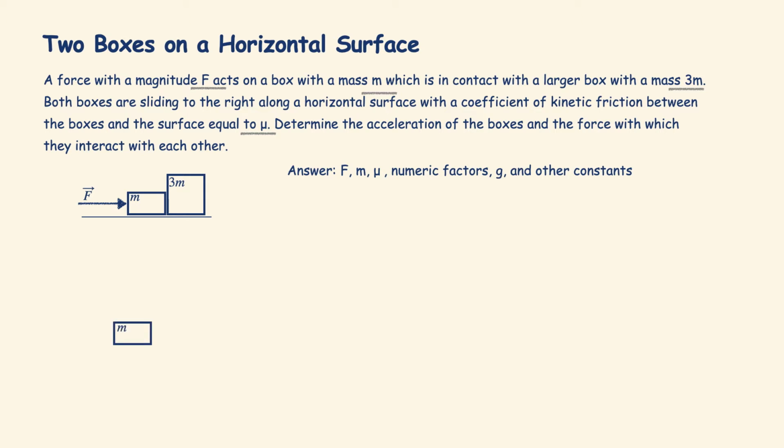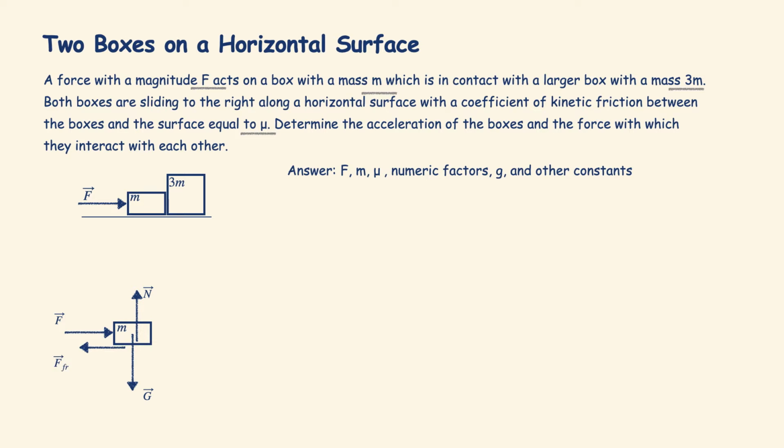We will start with analyzing the motion of the box with mass m. We're going to pull it away from the picture, and we're going to draw all the forces acting on it. And remember, when we do that, we talk about the free body diagram. I will have the vector F that the problem tells me it applies to this small box with mass m. Of course, I'll have gravity pointing downwards and the normal force pointing upwards.